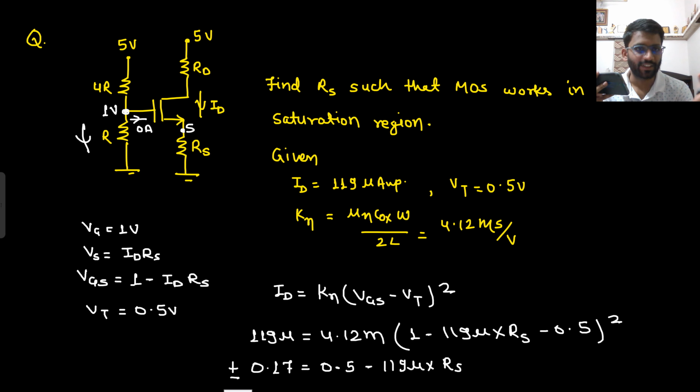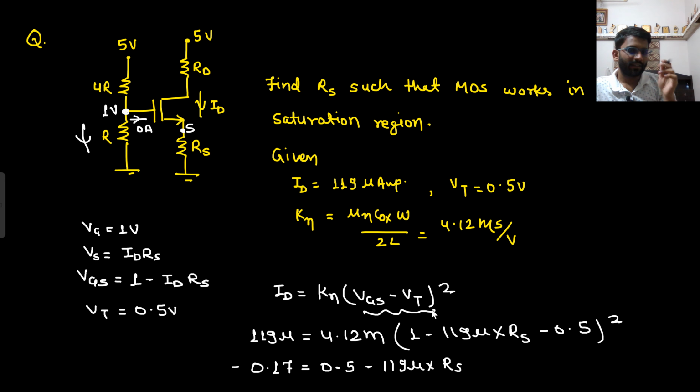We have solved enough problems. If I had taken the negative sign here, what would have happened? What would have happened if I had taken the negative? What do you mean by that? You are saying that your VGS minus VT is negative.